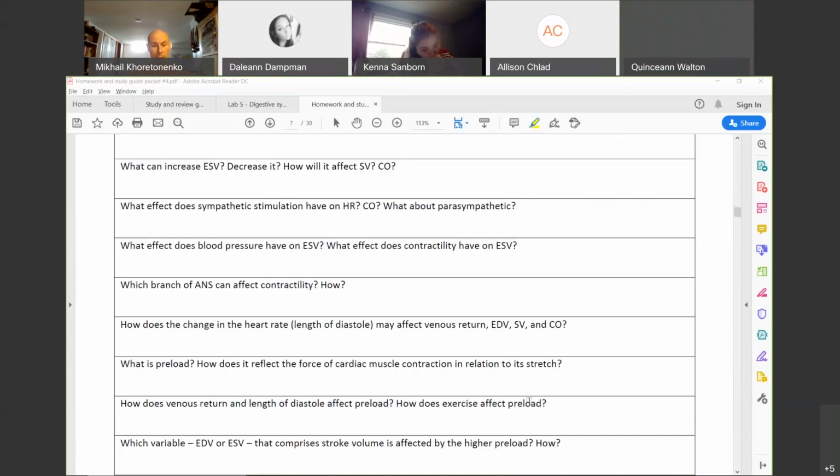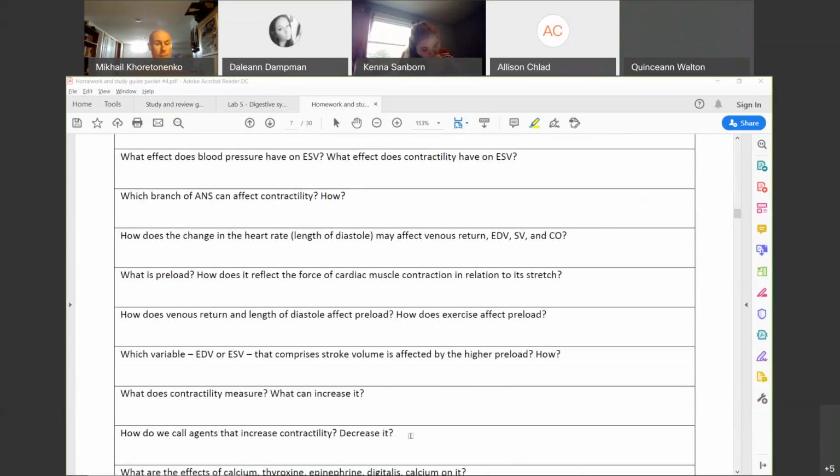Exercise increases preload because of the muscular pump and respiratory pump. When you exercise, your muscles contract, squeezing your veins, increasing venous return. When you breathe harder, the respiratory pump expands the chest and draws the blood through your veins towards your heart, increasing venous return. Higher preload increases EDV.